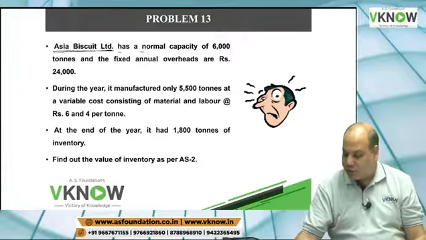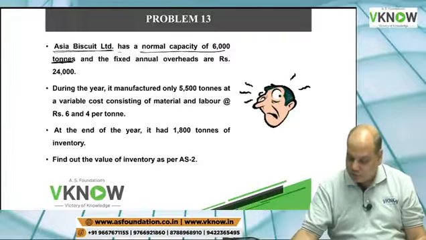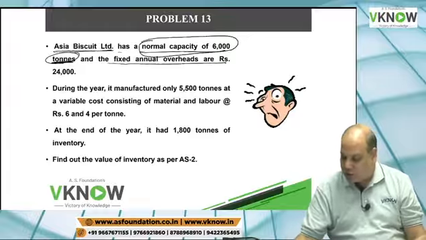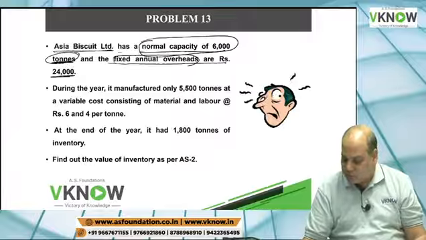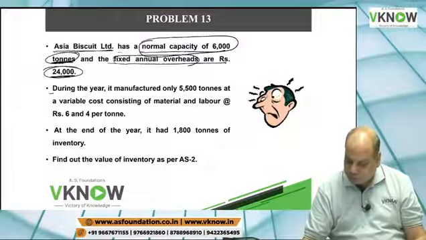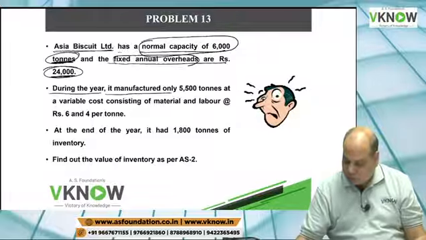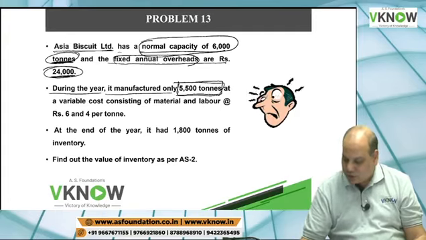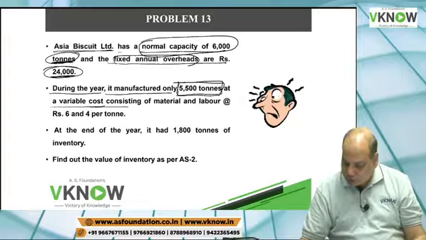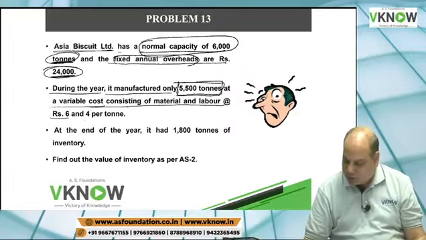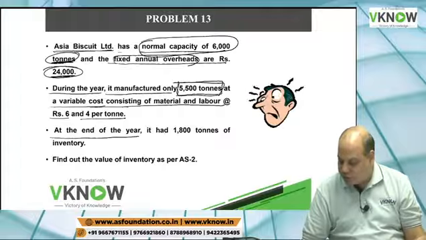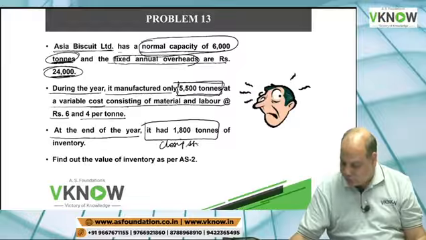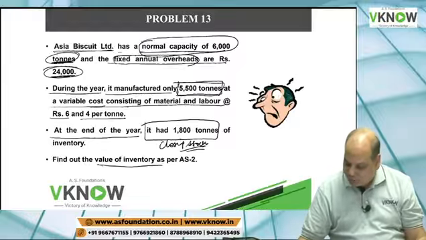Asia Biscuit Limited has a normal capacity of 6,000 ton. This is normal capacity, and the fixed annual overheads are 24,000. During the year, it manufactured only 5,500 at a variable cost consisting of material and labor at 6 and 4 per ton. At the end of the year, it has 1,800 tons. So this is your closing stock of inventory. Find the value.